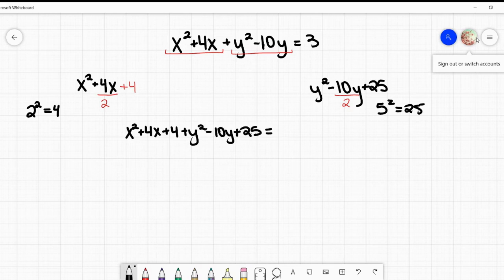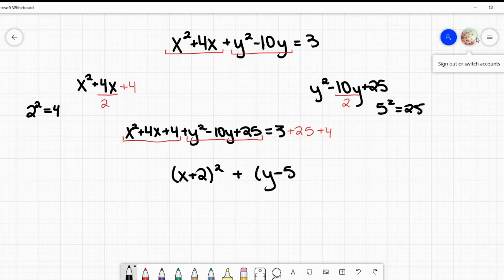But in any algebraic equation, whatever you do on the left side or even the right side, you have to do on the other side. So we have 3 plus 25 and plus 4. So now if you're familiar just with factoring, we can factor this term as well as this term. So we will end up with x plus 2 squared plus y minus 5 squared equals, that's 32.